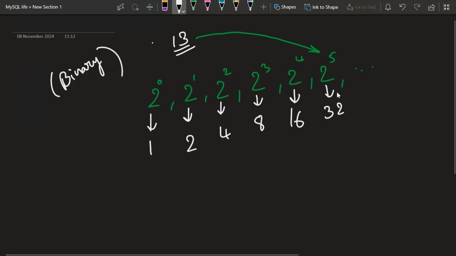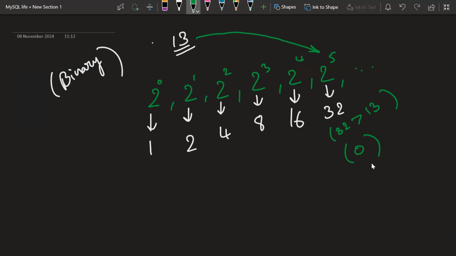So I would say 32 is greater than 13, so I would place this as 0. Okay. Now I would like to compare this number 13 with 2 to the power of 4. What if I compare 13 with 16? Is it still greater than 13? Of course, 16 is still greater than 13. So I would place it as 0.